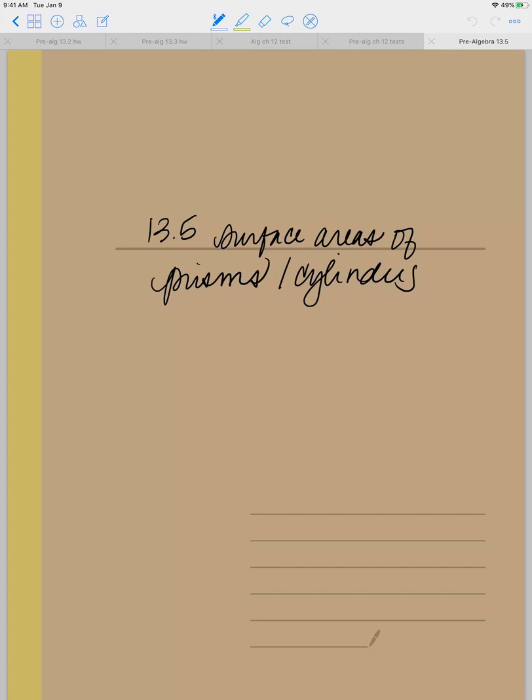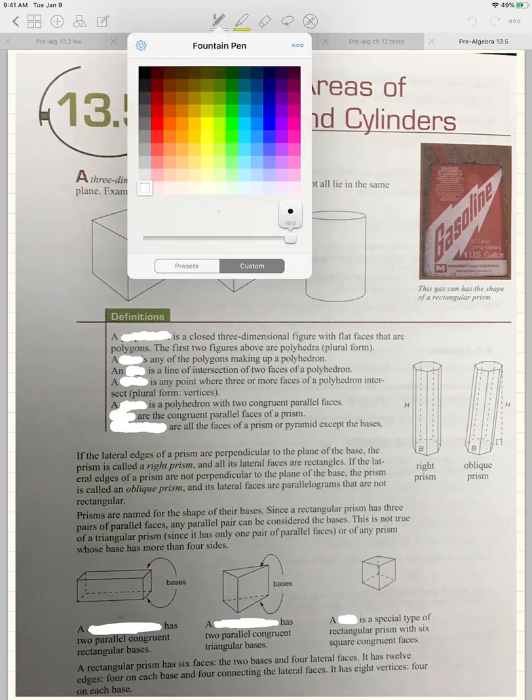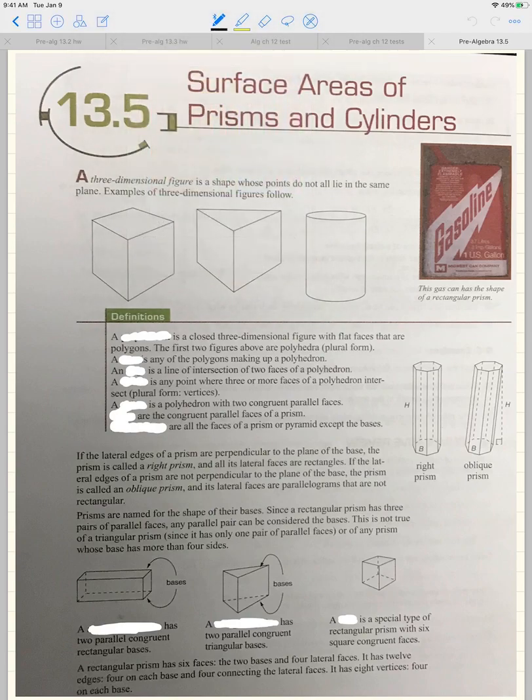All right, Algebra 13.5, surface areas of prisms and cylinders. For this one, I have gone back to taking pictures of your textbook and uploading them because there's just a lot of pictures and diagrams and things happening in this, and it was going to be impossible for me to keep up with drawing everything in. And it would just be too many opportunities for you guys to laugh at my artwork.